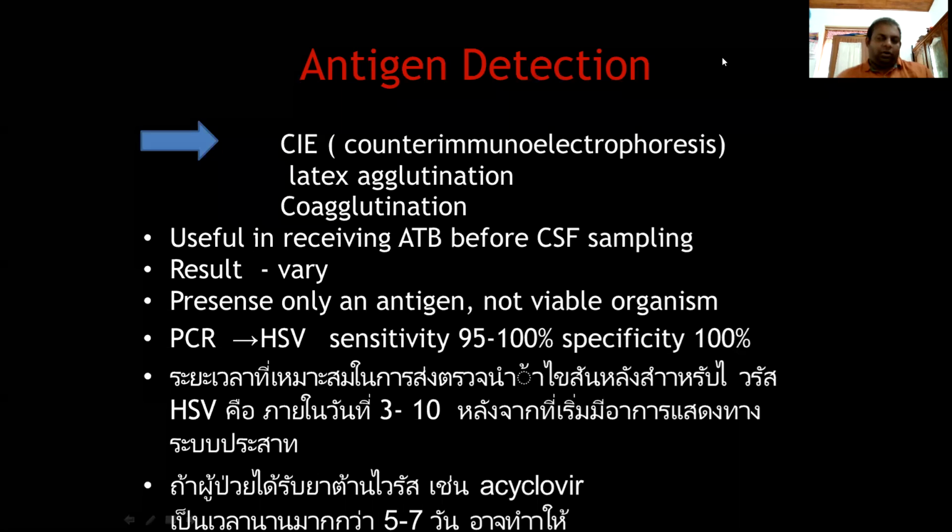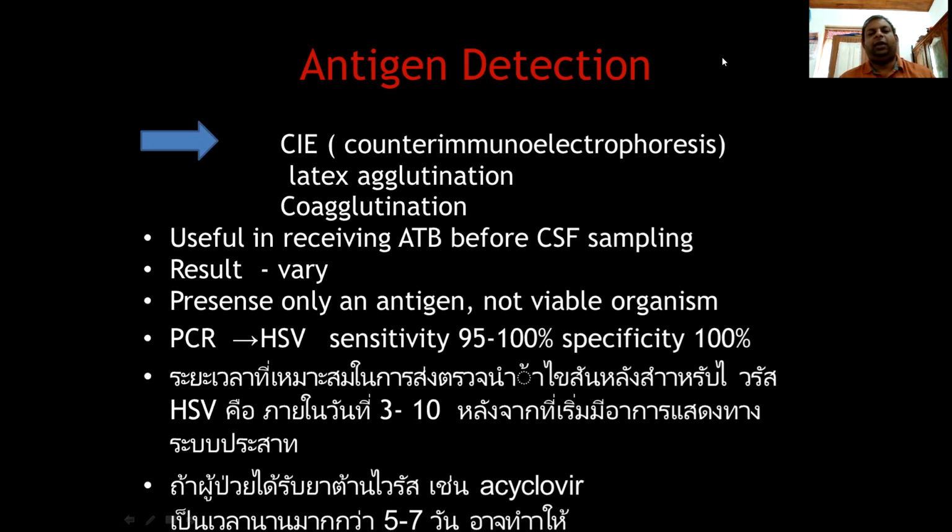Antigen detection also nowadays we are performing: counter immunoelectrophoresis, latex agglutination, agglutination. Based on that, we can do HSV. But PCR is much more sensitive. We can do it for the fungal antigen as well as pneumococcal. But for HSV, PCR is usually the one.